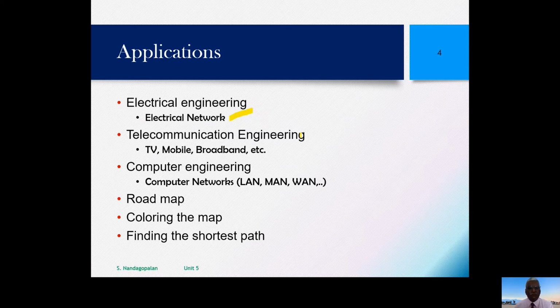So we have vertices representing these electrical switches and points, and wires indicating the edges. So there is a definite connectivity in terms of the wired connection.